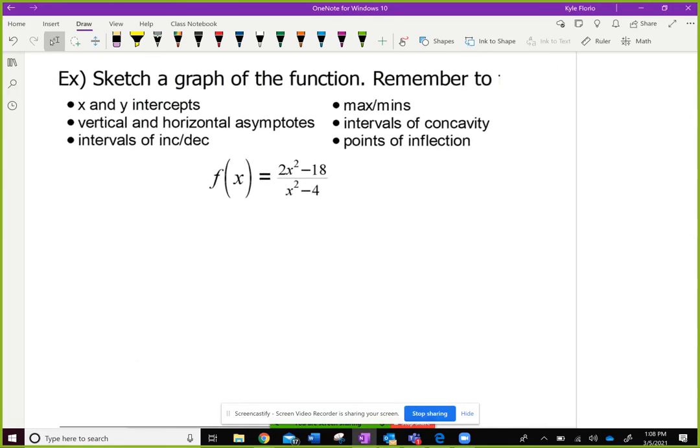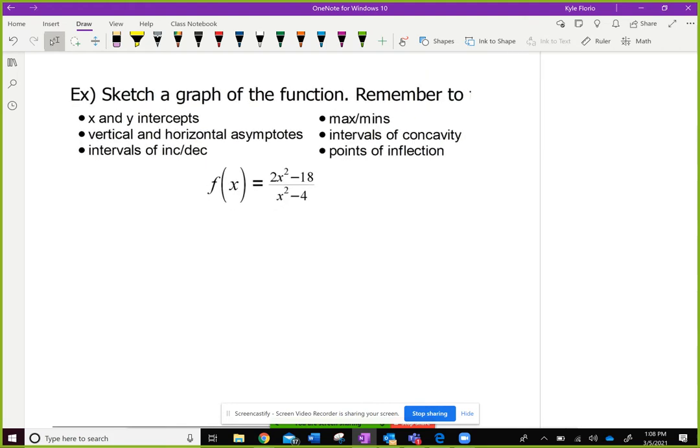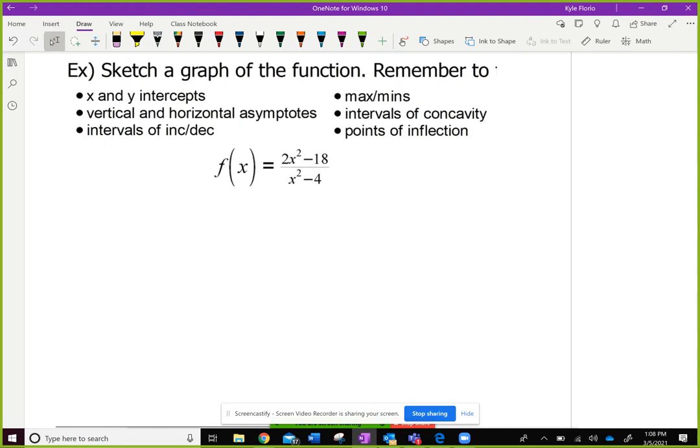Okay. All right. So let's see if we can graph it. So I want to find out all the fun stuff about it. I don't know. Want to do what we did last time? Just start with the intercepts. Sure. So how do I find the intercepts?